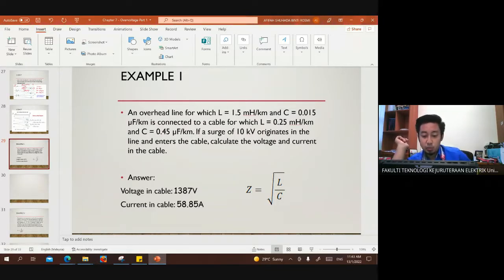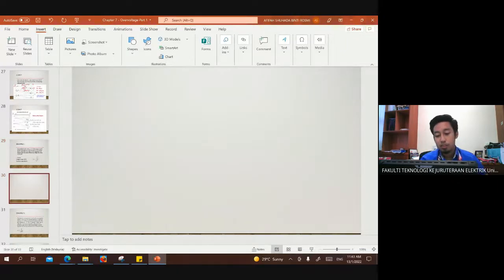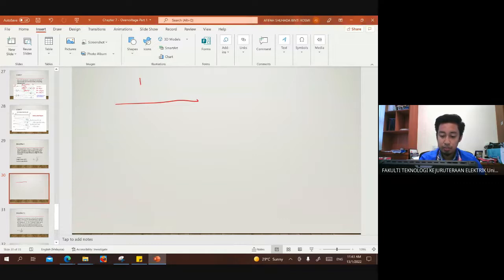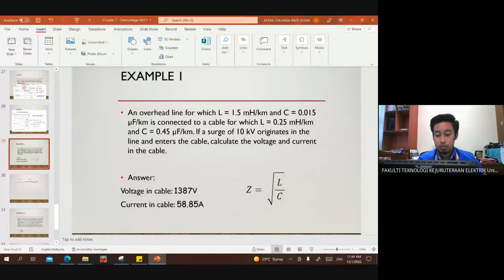An overhead line for which L, which is the inductance, is 1.5 millihenry per kilometer, and the value of C, you must draw first. The technique to answer this question, to make it easy, you draw first. For example, the overhead line connected to the cable. You draw the line first. This is the line, and then connected to the cable. Okay, so here they give a parameter of inductance and capacitance.